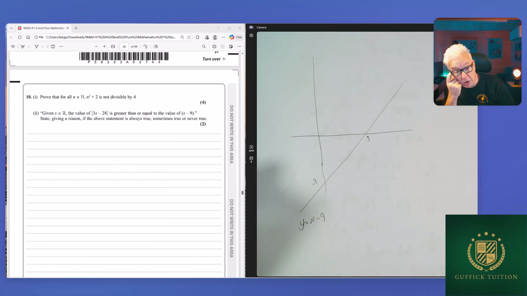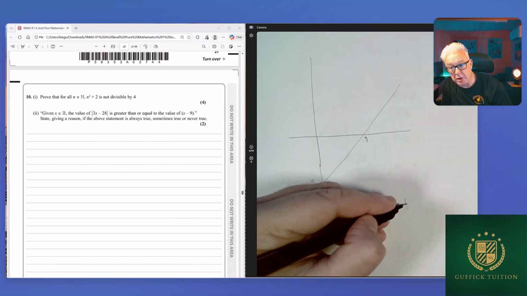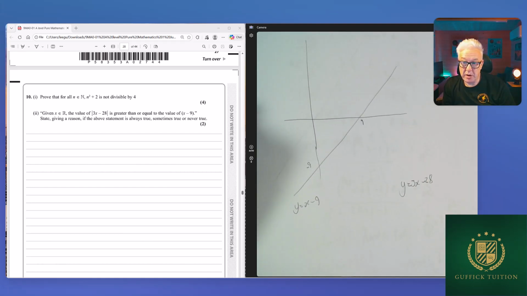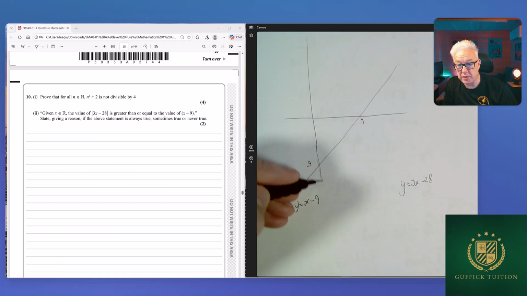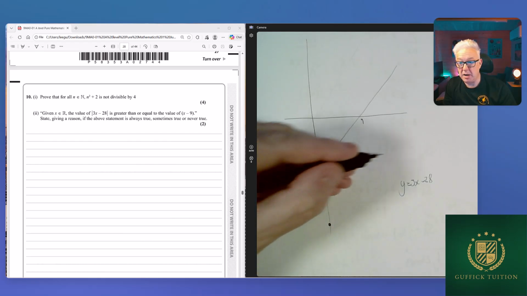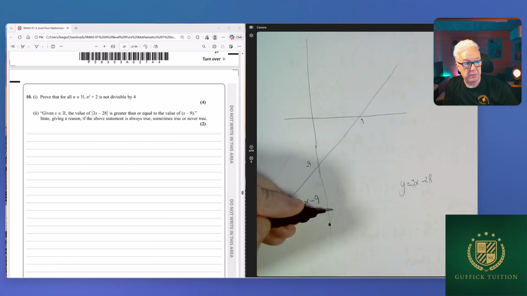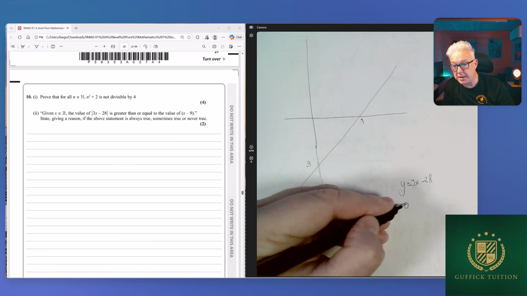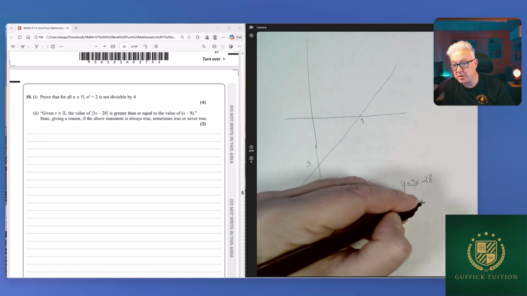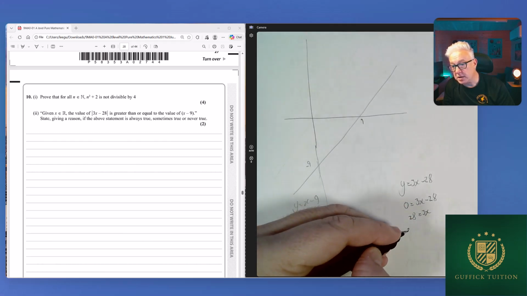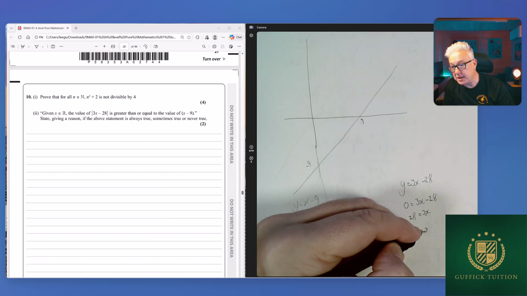Now let's think about our modulus of 3x minus 28. Imagine first of all that the graph was just y equals 3x minus 28. It would have a gradient of 3 and go through minus 28 way down here, and it would be steeper than this graph here. We need to think about where it crosses the x-axis. It crosses the x-axis when y is 0. So 0 equals 3x minus 28, so 28 equals 3x, so 28 divided by 3 equals x.